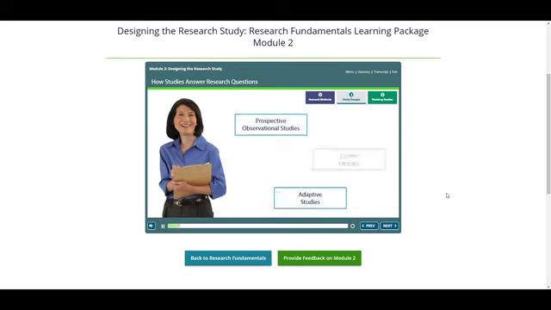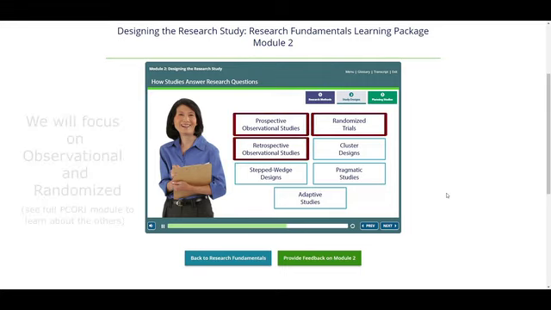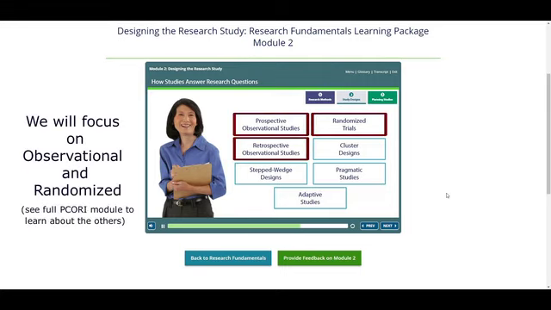Observational and experimental studies can be set up in different ways. Making a choice about how to design a study isn't easy. A lot of factors have to be considered. Here is a set of terms you're likely to hear when your research team is designing a study.